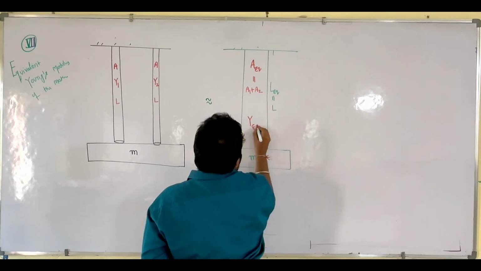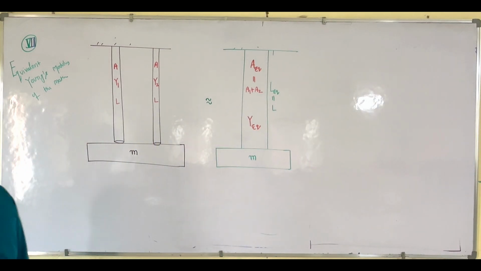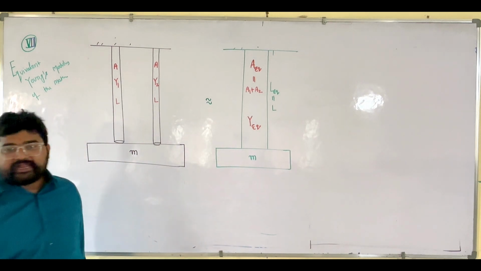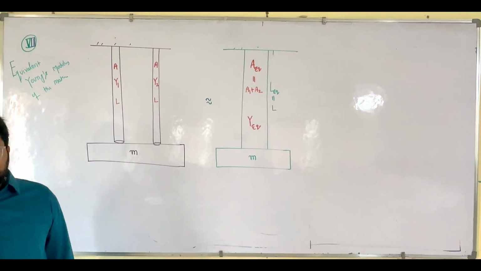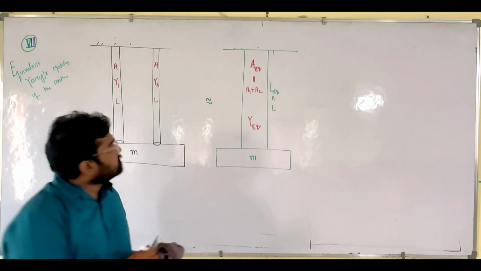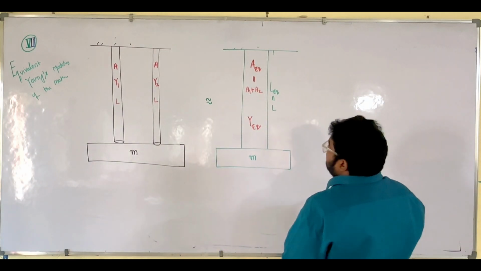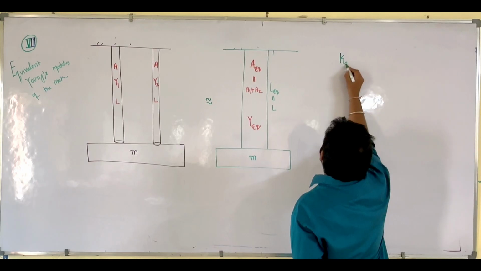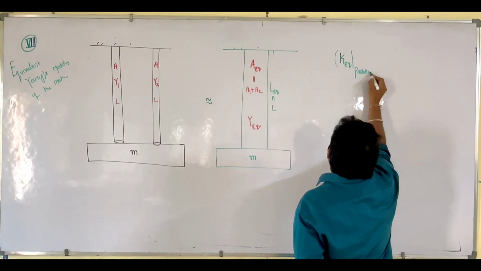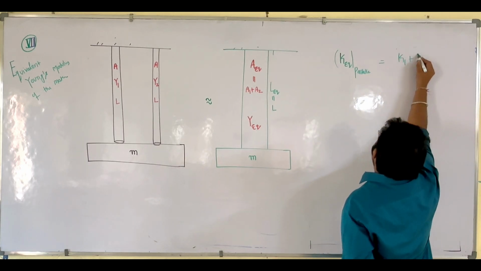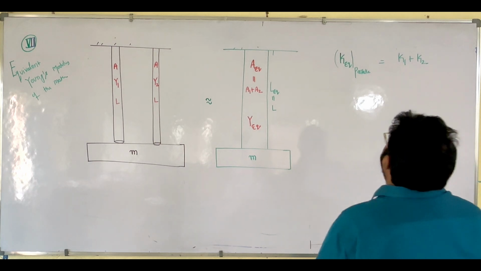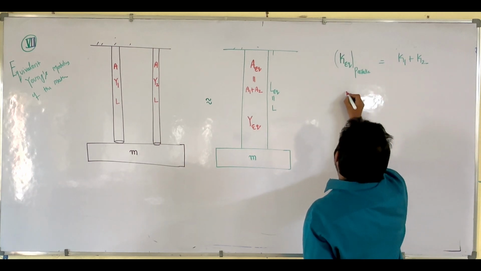Y equivalent you need to calculate. Understood? So the length is the same. If the length is the same, we need to add the areas. Earlier, if the area was the same, we had to add the lengths. Understood? So now tell me, what is the K equivalent for a parallel combination? K equivalent equals K1 plus K2.